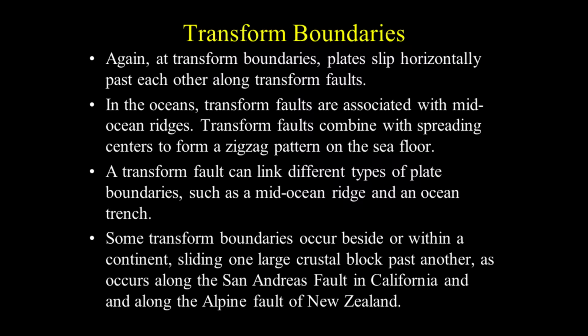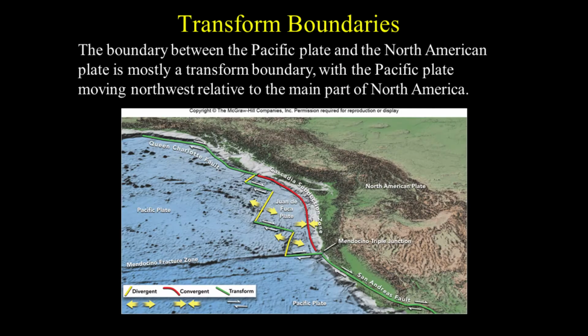Some transform boundaries occur beside or within a continent, sliding one large crustal block past another, as occurs along the San Andreas Fault in California, and also along the Alpine Fault of New Zealand. As you can see in this picture, the boundary between the Pacific Plate and the North American Plate is mostly a transform boundary, with the Pacific Plate moving northwest relative to the main part of North America.